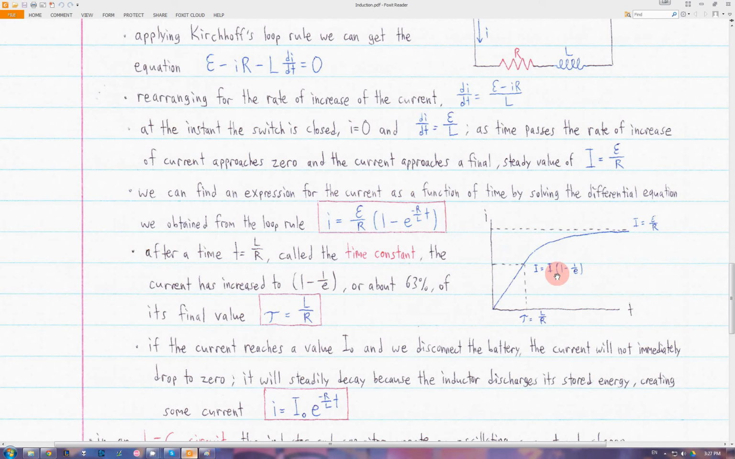You could write another differential equation using the loop rule without the battery there. And if you solved it, then you get this equation for the current being discharged. The current is equal to the maximum current, which is the initial current in this case, times e to the negative R over L t. This graph would look similar to the previous graph, except that it would be decreasing and it would be approaching 0.